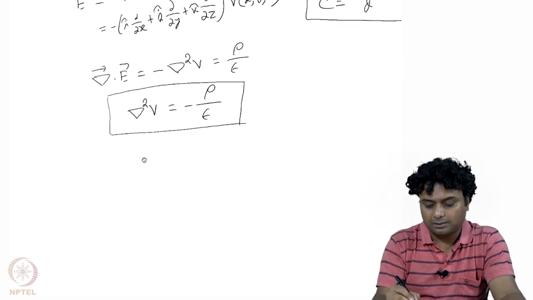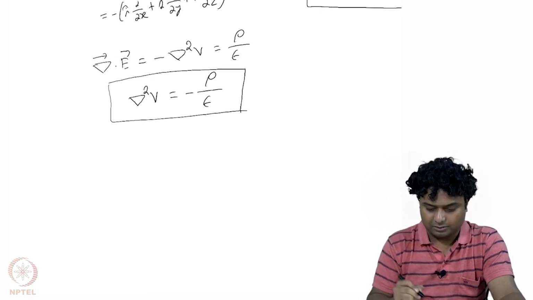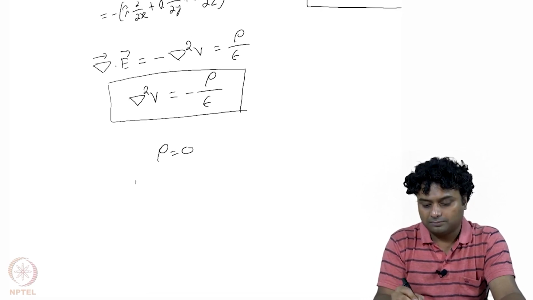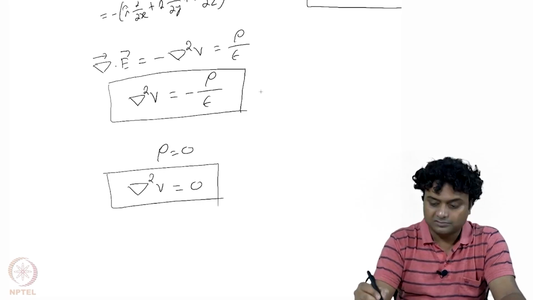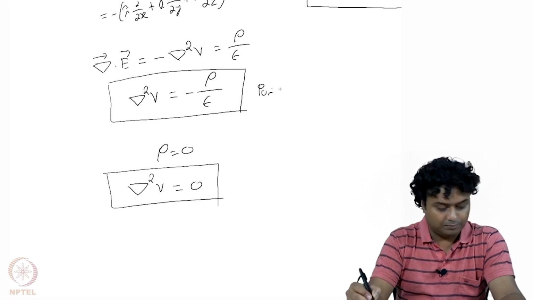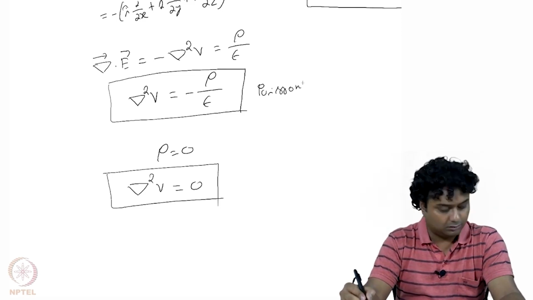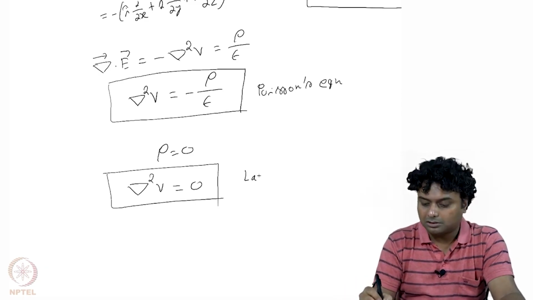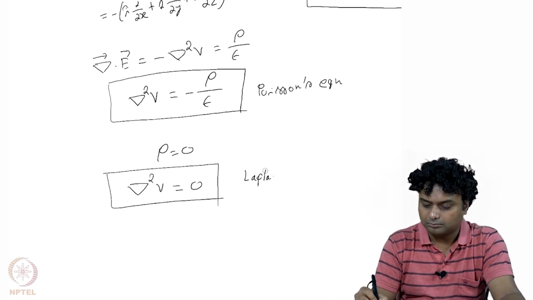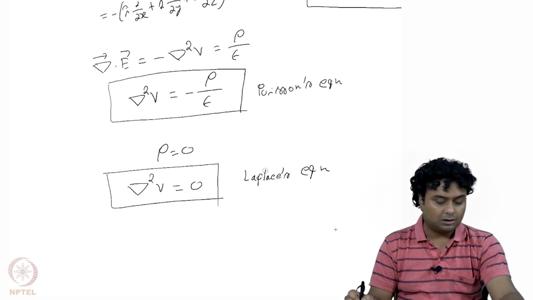And if we have a free space where rho is equal to 0, then we have Laplacian of V equal to 0, and this is called Laplace's equation. So this is the Poisson equation, and this is the Laplace equation.